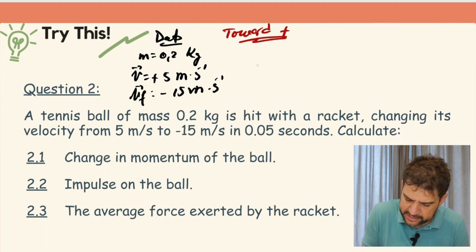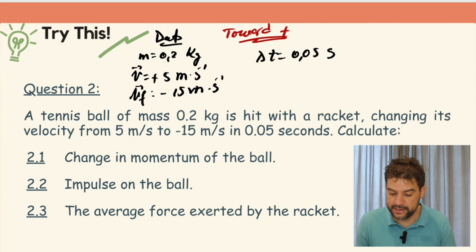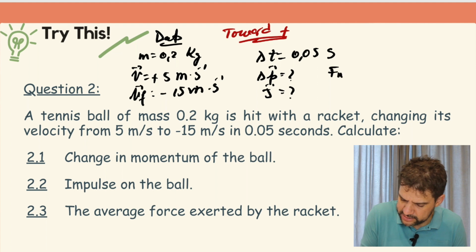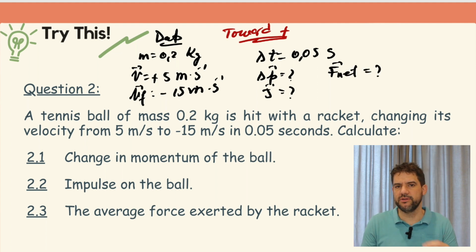The time is given to us and is equal to 0.05 seconds, the contact time between the racket and the ball. And then we're looking for change in momentum. Let's write here all question marks. We're looking for impulse and we're looking for net force. In this case, they speak about average force, but they are referring to the net force between the racket and the ball. So quite simple.